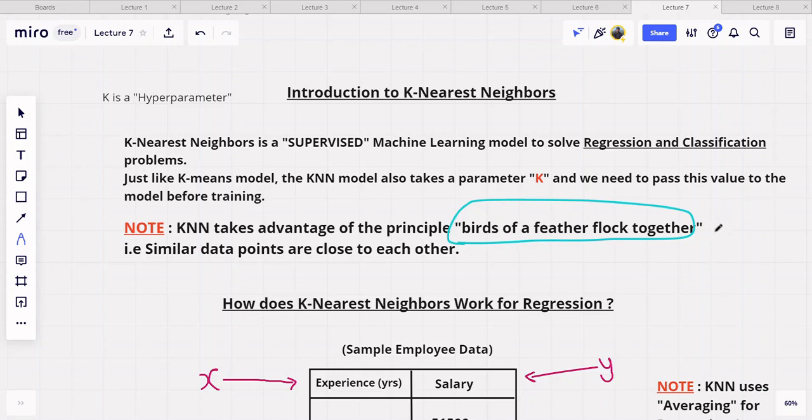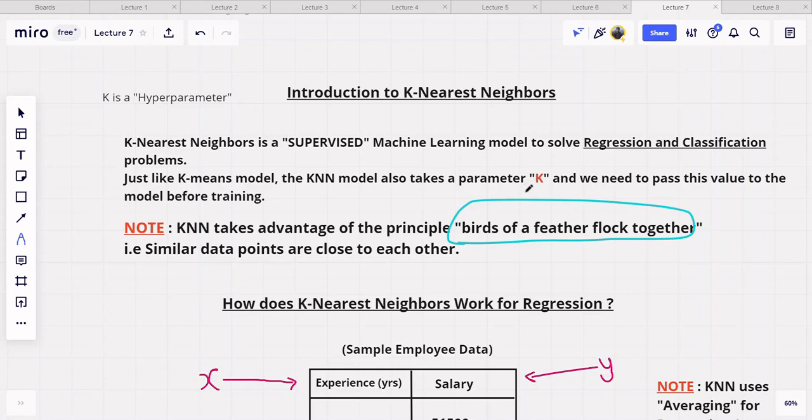For example, you and your friends may have a lot of characteristics and things in common. Maybe you are going to the same school, or maybe you like similar things. So the main principle behind KNN is that you take advantage of the similarity among a particular group.